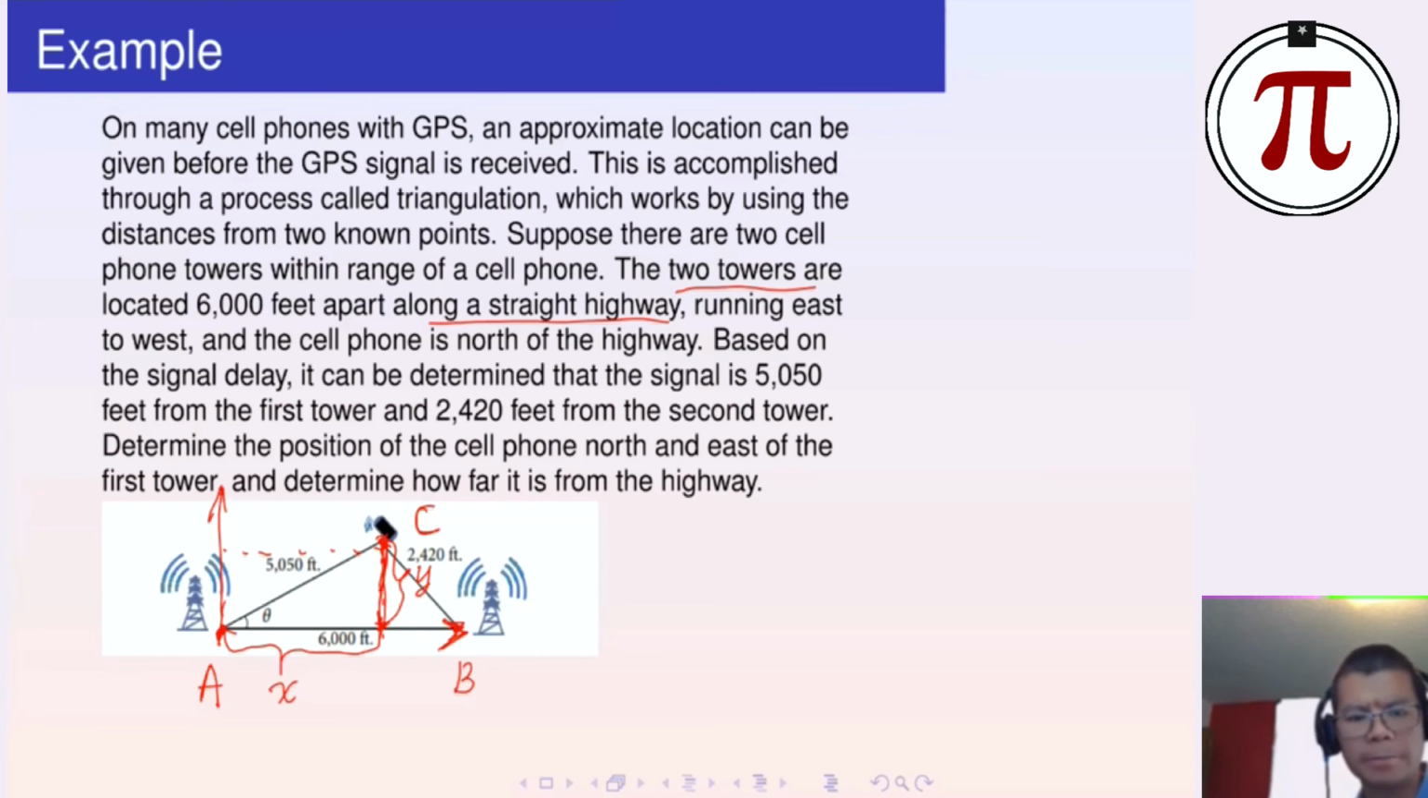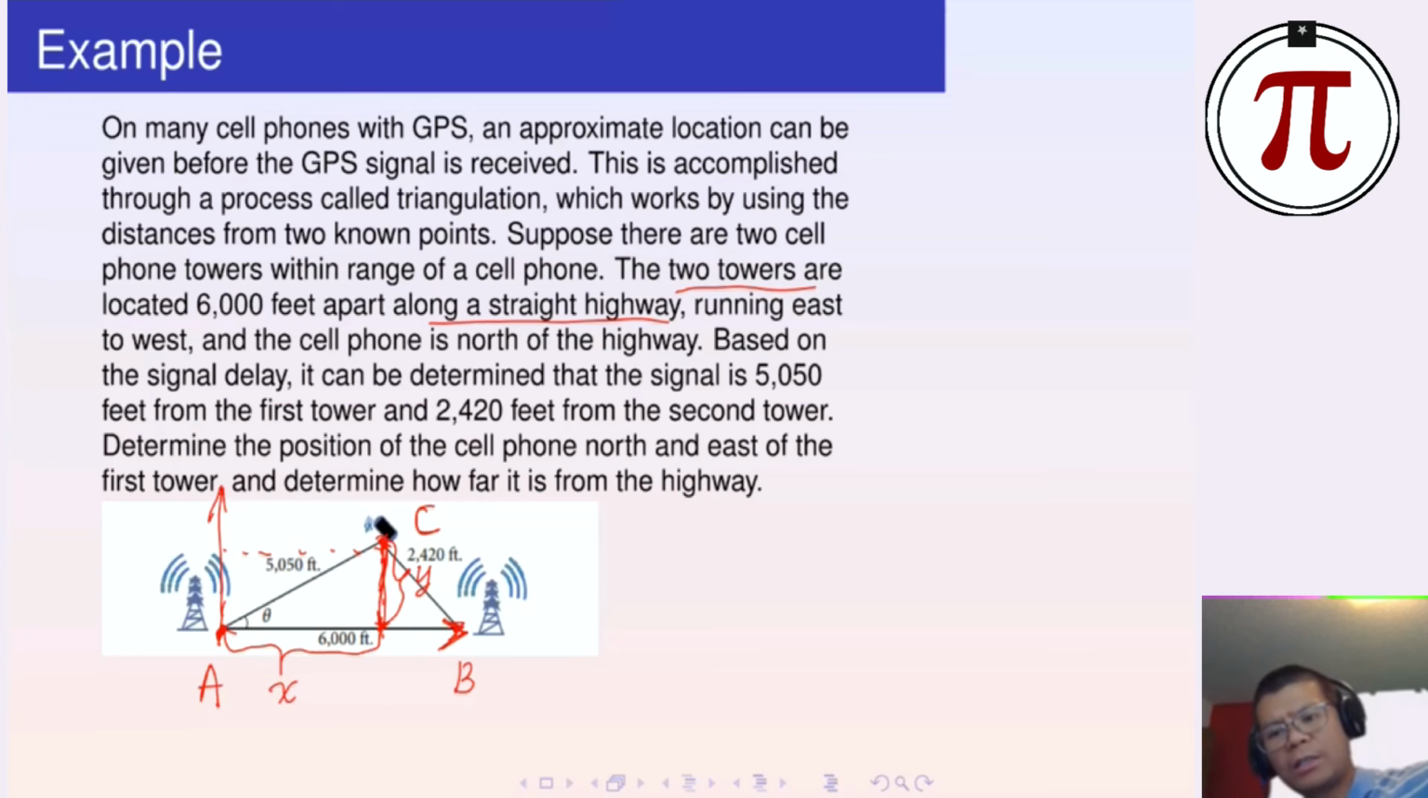How can we do that? I'd find an angle first. You've got to find the theta, right? If you can find theta, then X is simply 5,050 times cosine theta, and Y is just 5,050 times sine theta. So then everything's good.